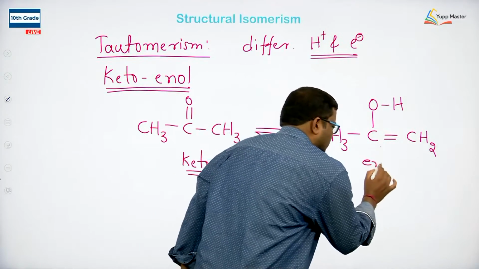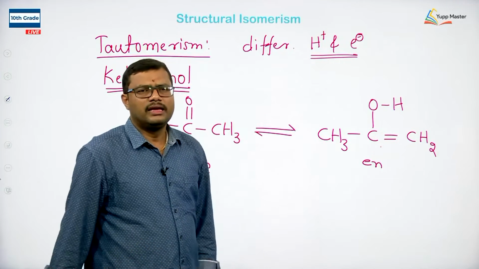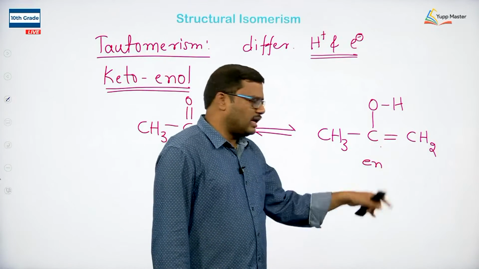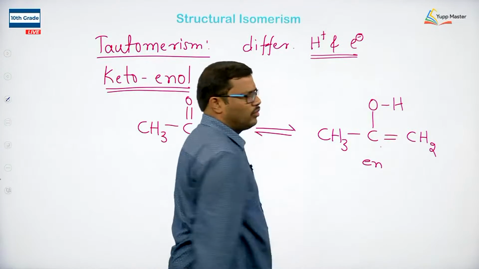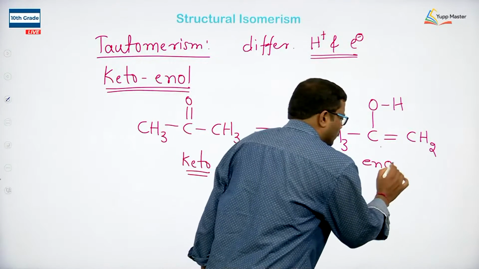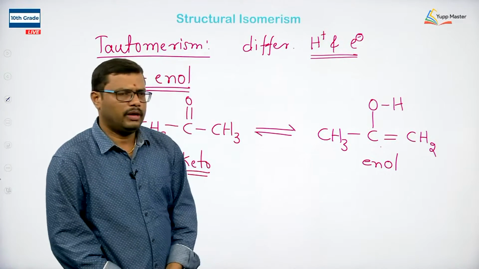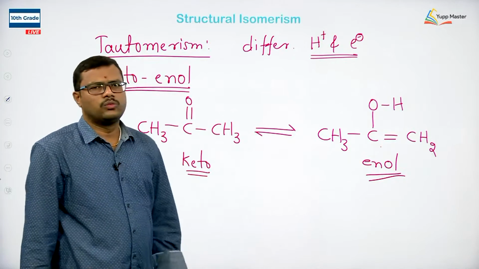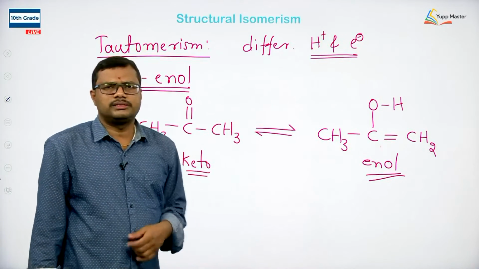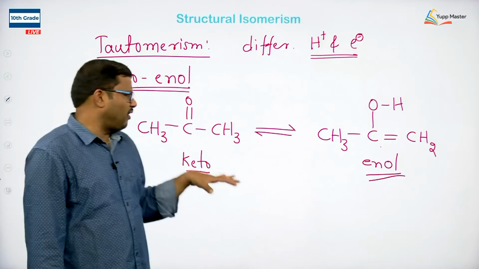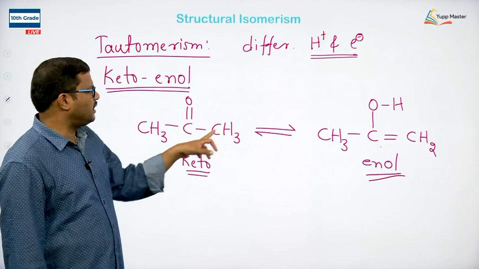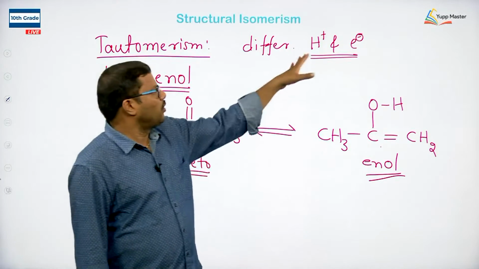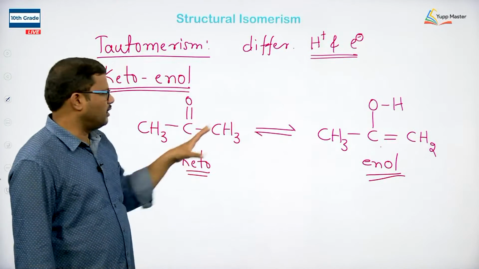Double bond presence is indicated with ene, just as we indicate saturation with ane, alkane. So we indicate the double bond with ene, and one OH group is present, an alcohol group, which we write as ol. So it is enol, and the other is the keto form. Keto-enol tautomerism can be seen here: there is a difference in the arrangement of the hydrogen atom and the movement of electrons. The electron movement and the proton arrangement are different in these two compounds.